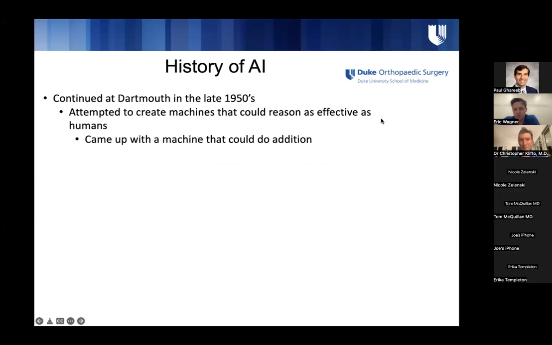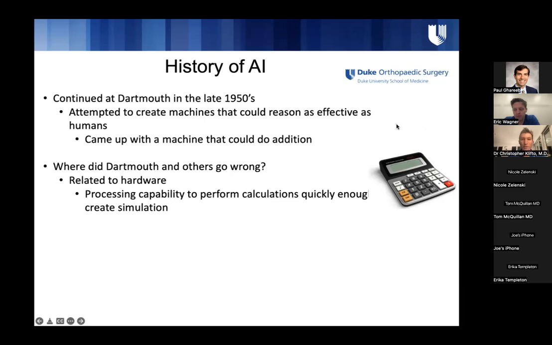And then this continued in the 1950s, where a group of scientists got together in Dartmouth, and they were going to make the first AI machine computer. And essentially all they could come up with after years of being together was a calculator. So we weren't progressing as much as we would like, but where did they go wrong?